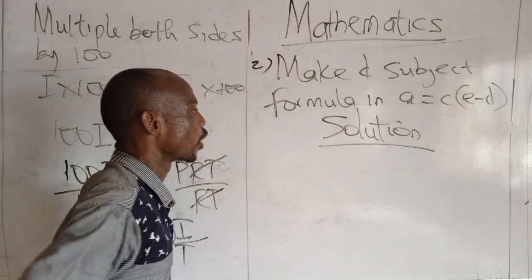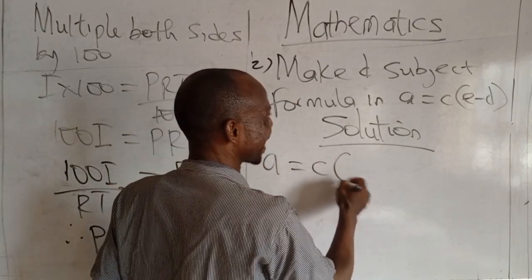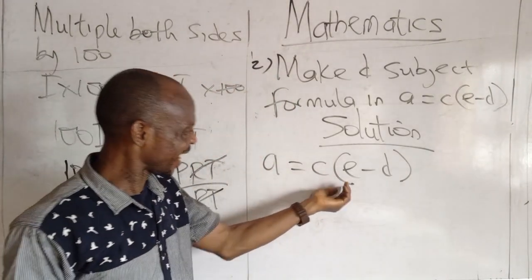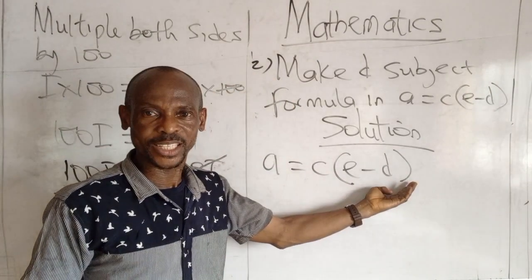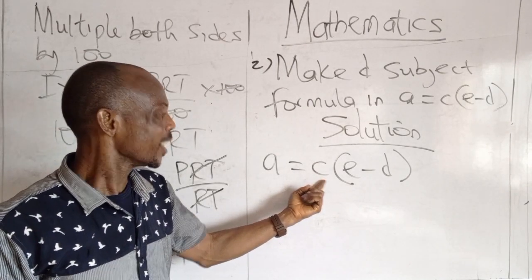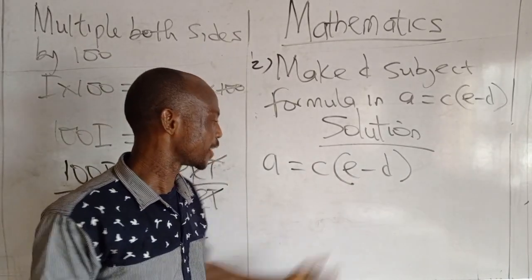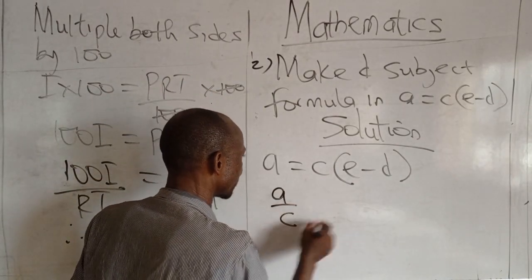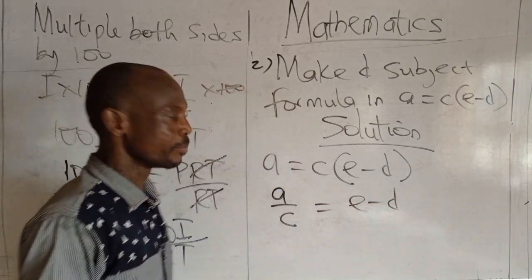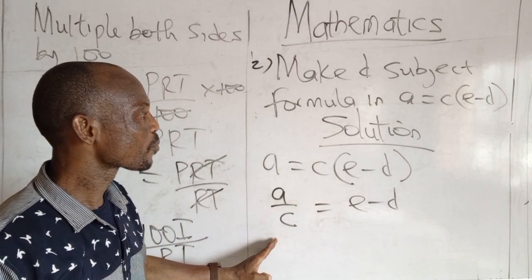Now let's look at the solution. A is equal to C, bracket open, E minus D, and bracket close. First, our C is multiplying the values in the bracket. To pull this C from this point, now, we are going to divide both sides by C. So when we divide both sides of the equation by C, we now have A over C is equal to E minus D. Because when C divides this side, it cancels out. So this is what we have now.